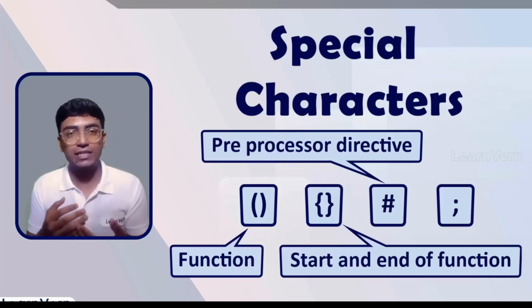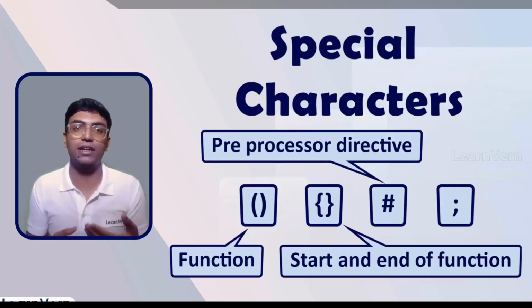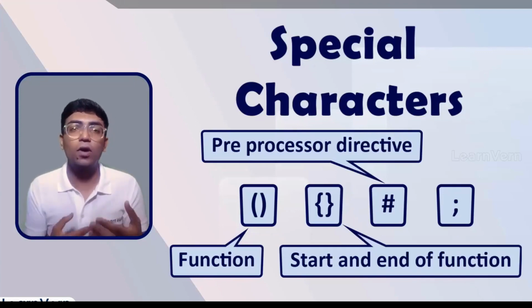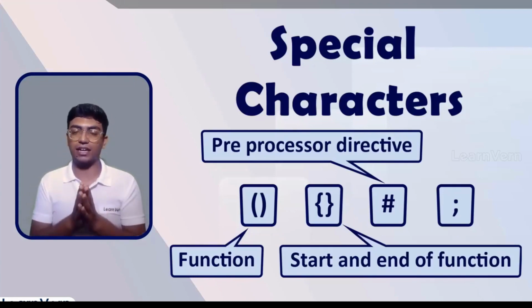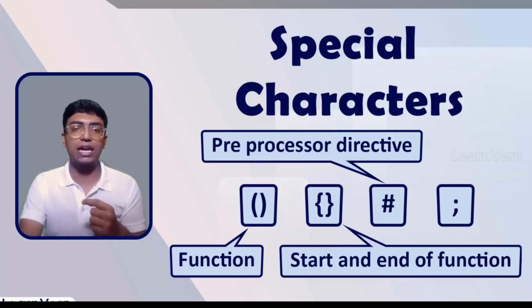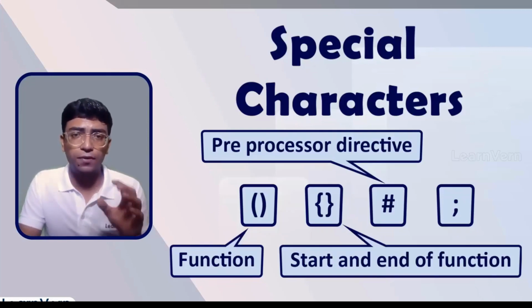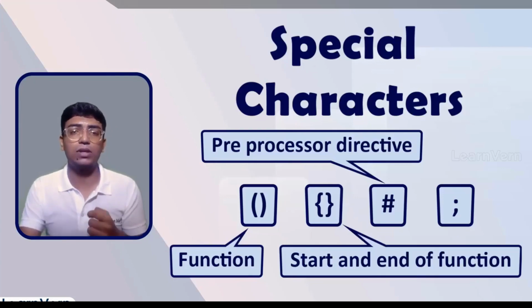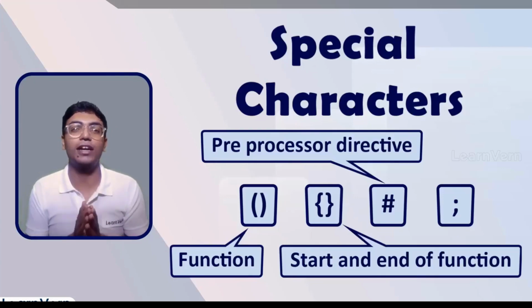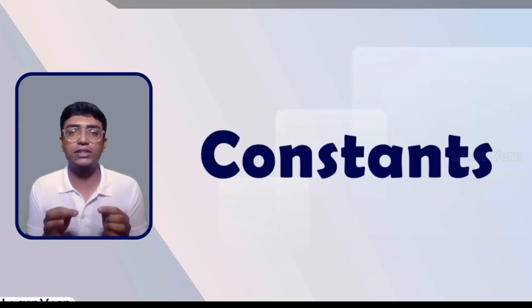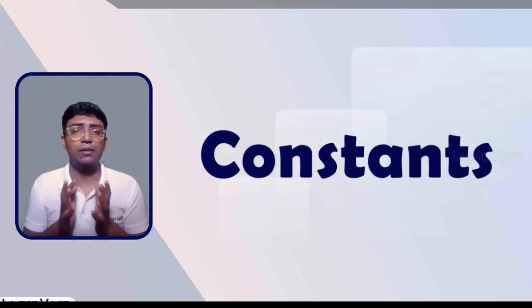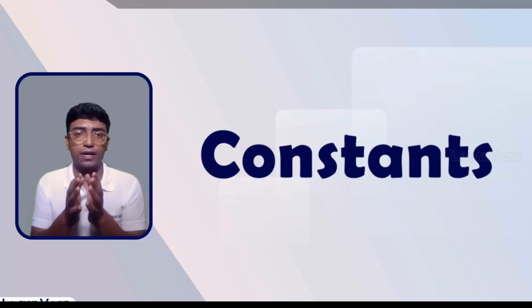When we make progress and practice on our own, we will understand their meanings well. Till now, this was the fifth token of all the tokens that we have seen. After that, the last token that comes is called constants. Constants in C are a little different, and we will understand them.